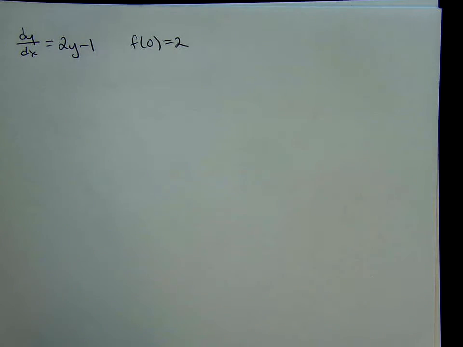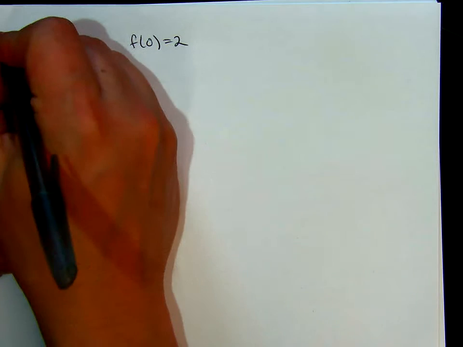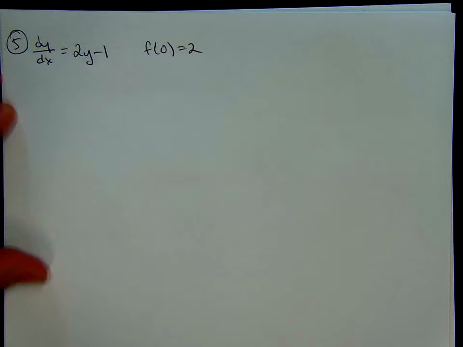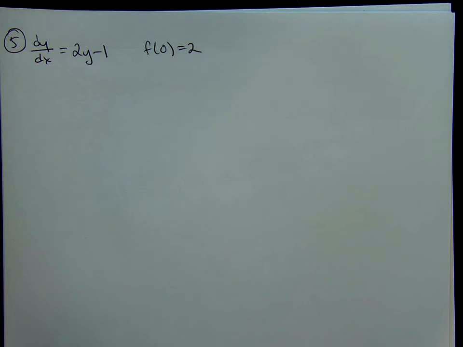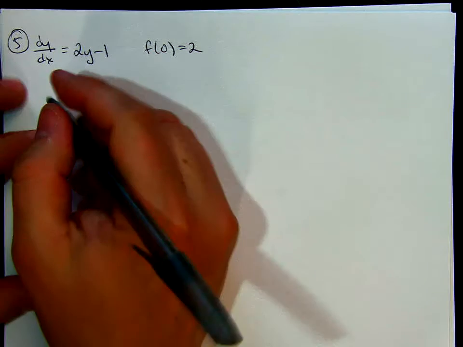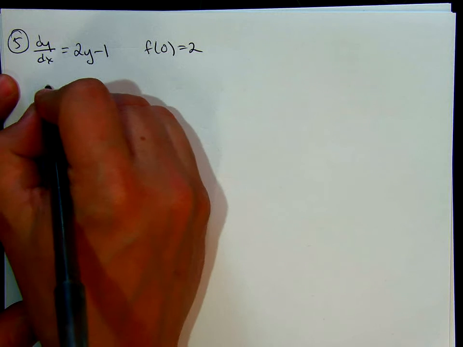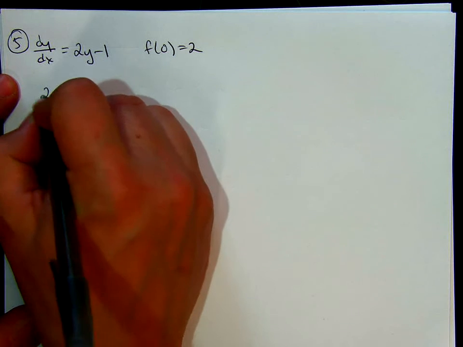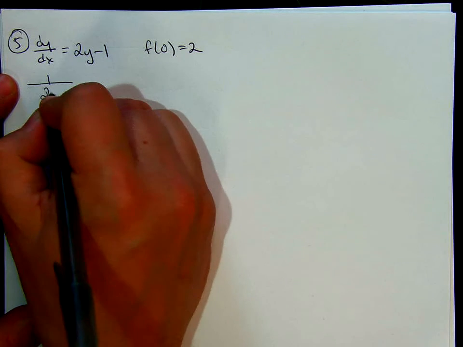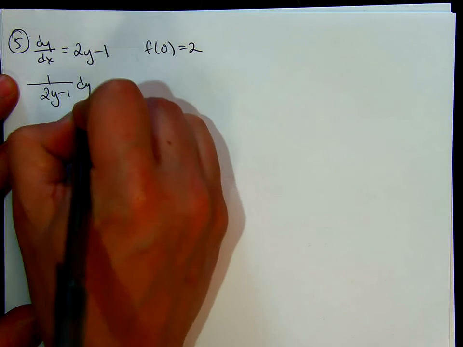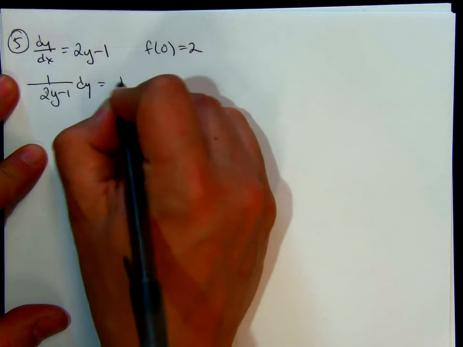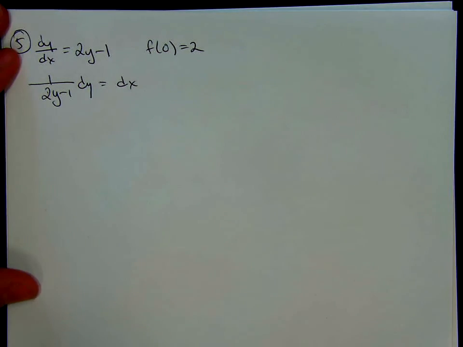All right, take a look at number 5 here. We've got number 5, dy/dx equals 2y minus 1, and f of 0 equals 2. All right, so I've got to separate my variables. I'm going to end up with 1 over 2y minus 1 dy equals dx. So I've got y's on one side, x's on the other.